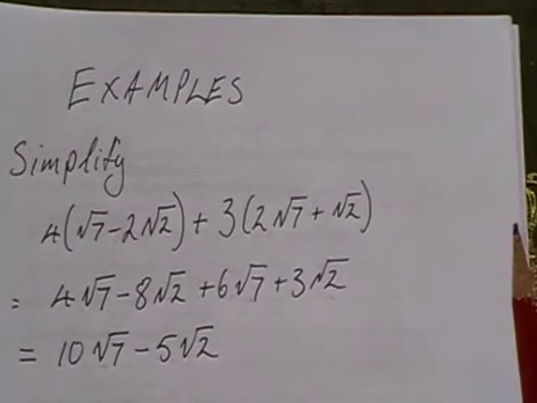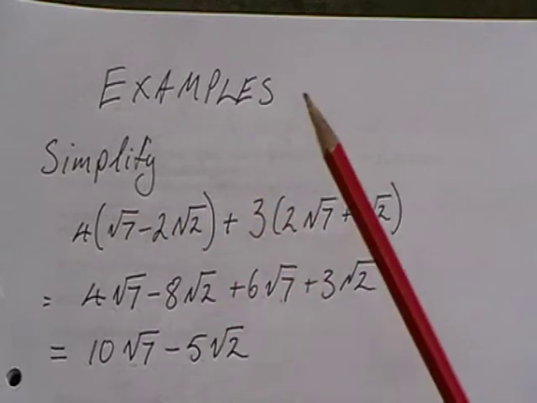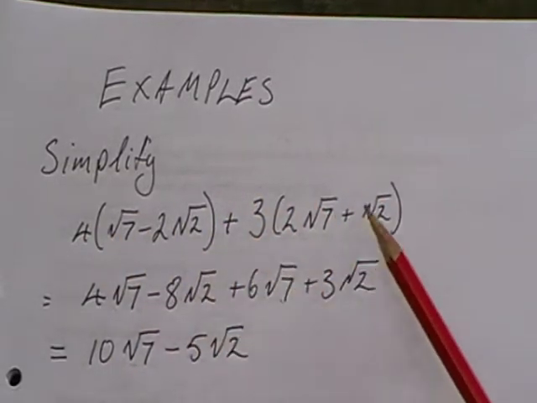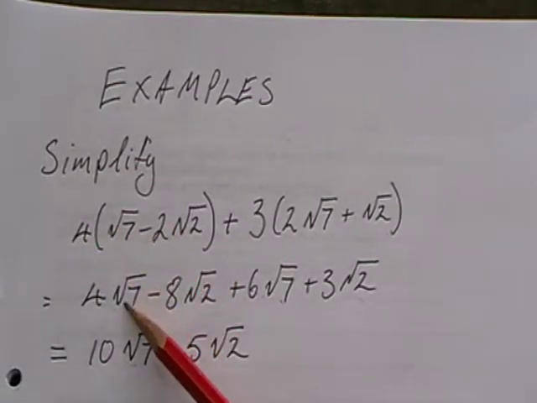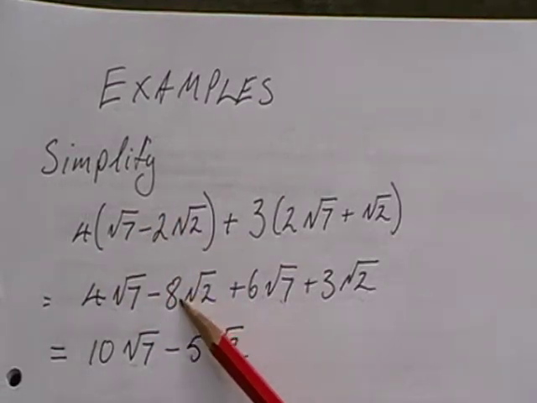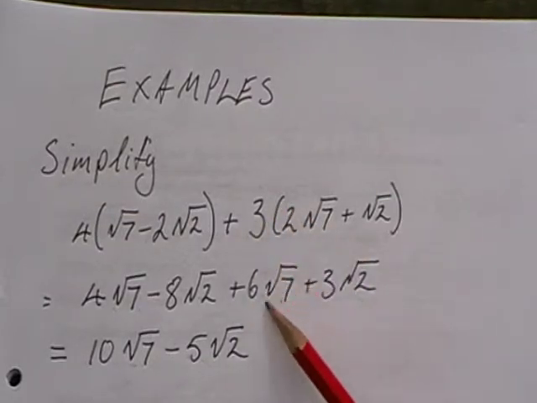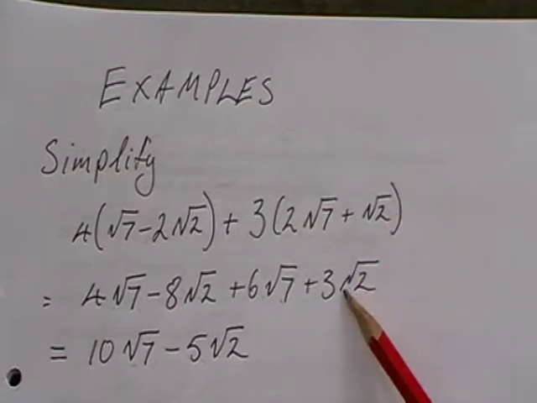And we look at some examples now. Usual practice, these are often A-level paper questions, so we have 4 brackets as you can see here. We times the first bracket out by 4 root 7, negative 4 times 2 is negative 8 root 2, plus 3 times 2 root 7, 3 2s is 6 root 7, plus 3 root 2.